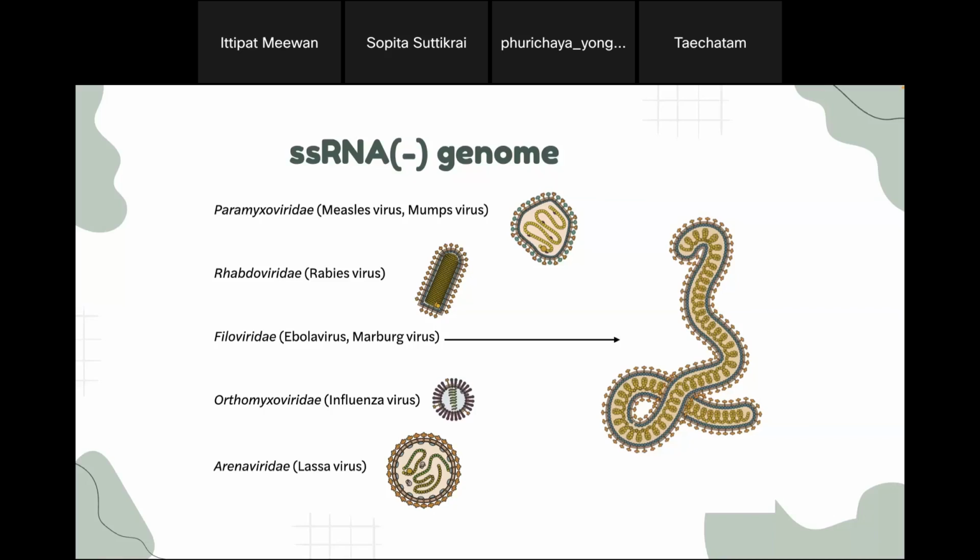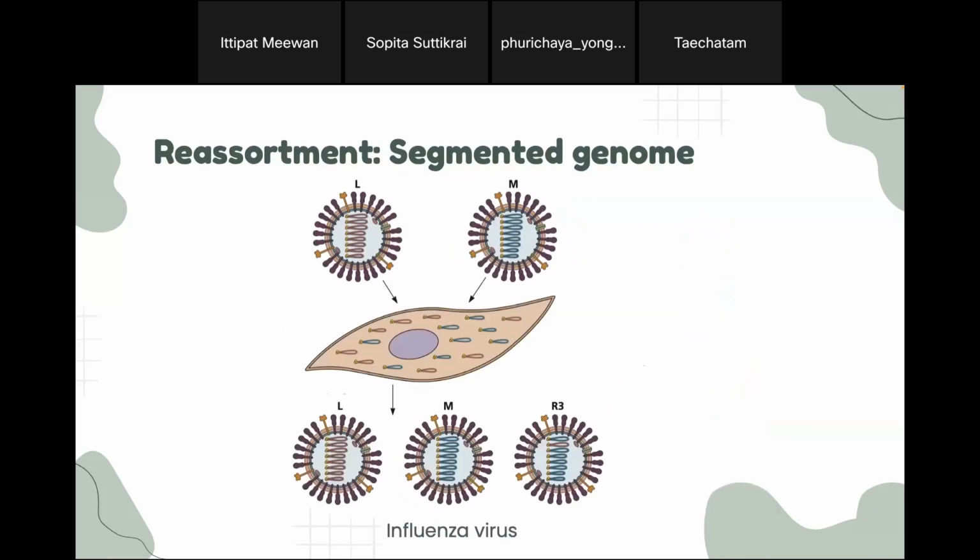It was about a hundred years ago. I'm not sure about the numbers correctly, but the first outbreak was around 100 years ago, but there are still outbreaks now, especially in Africa, which has limited access to proper treatment for the Ebola virus. Okay, so that is the negative sense single-stranded RNA. Then the next part is the segmented genome.